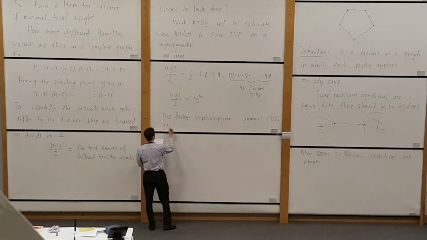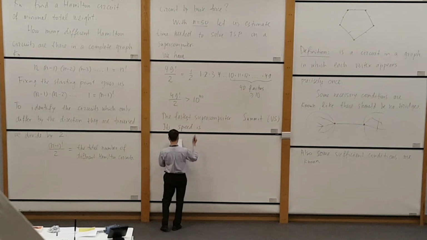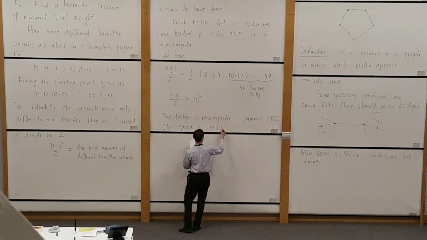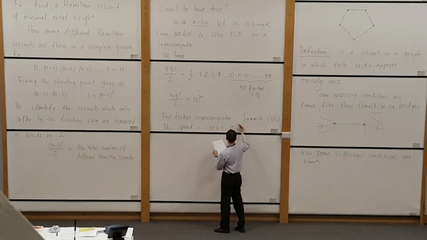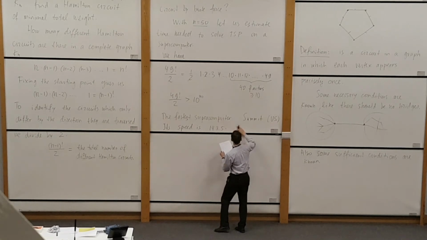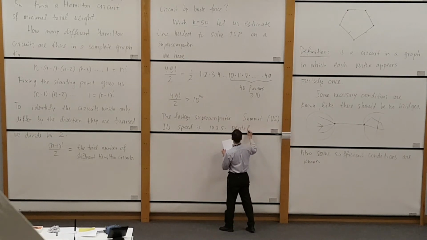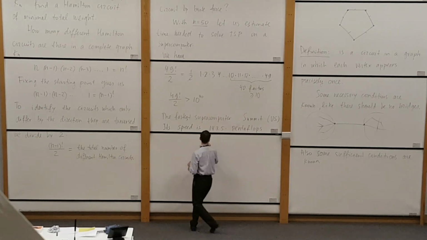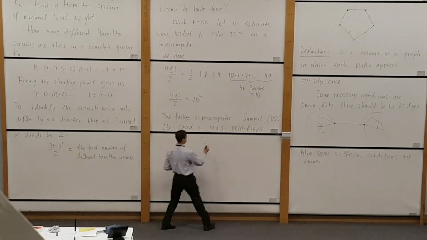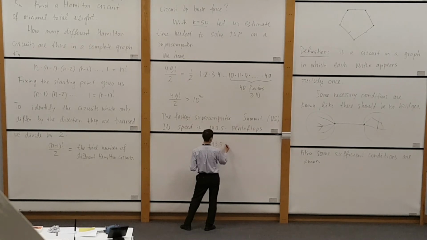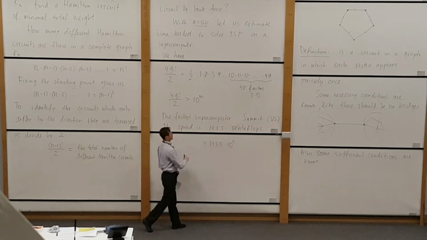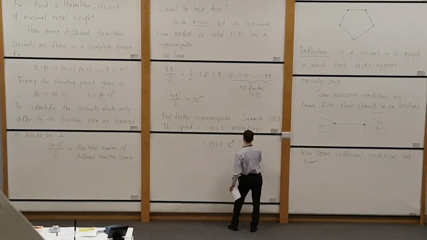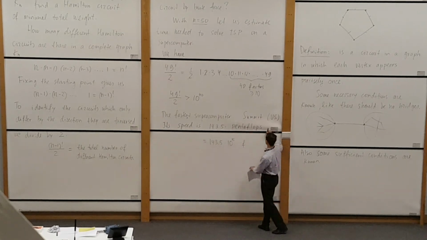So its speed is 143.5 times 10 to the 15. So this is called petaflops. 143.5 petaflops. So what peta means is 10 to the 15. So it's equivalent to saying it does 143.5 times 10 to the 15 flops, where flop stands for floating point operation, and S stands for second.